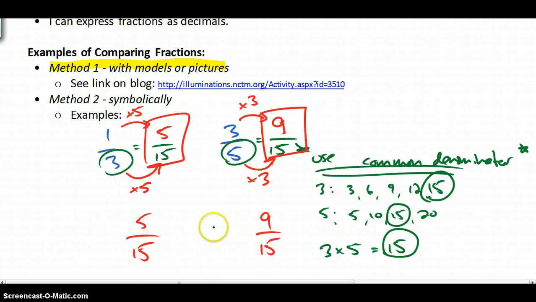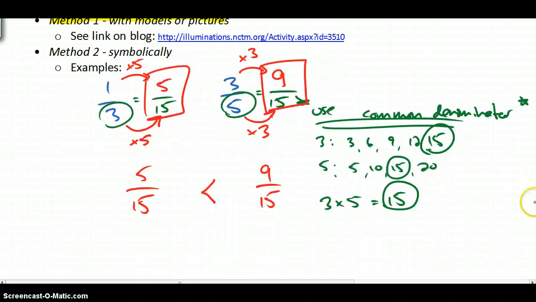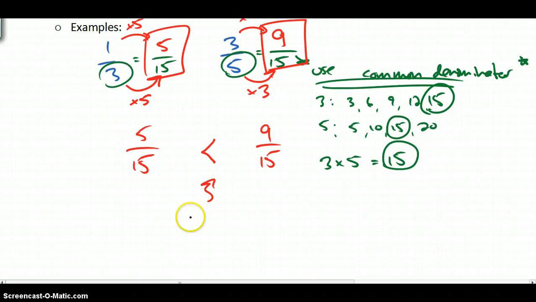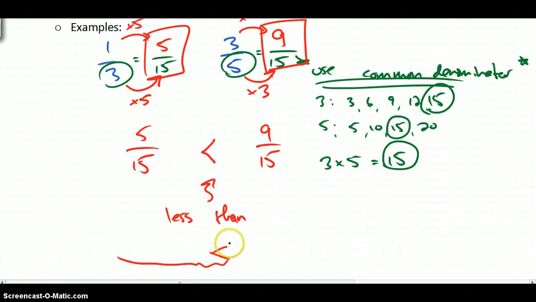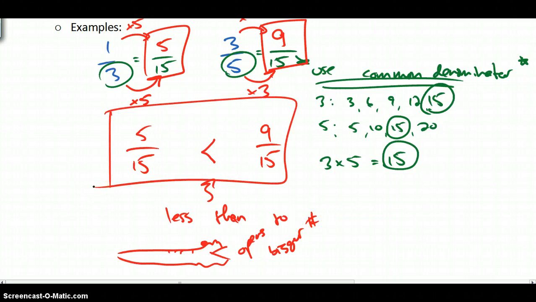Now we can compare these, and we would use this symbol to say that 5/15 is less than 9/15. I often visualize for myself a little alligator or Pac-Man in there: the big side, the mouth, opens to the bigger number. All right? So there's our comparison. We see that 9/15 is bigger than 5/15, or we could say that 3/5 is bigger than 1/3.